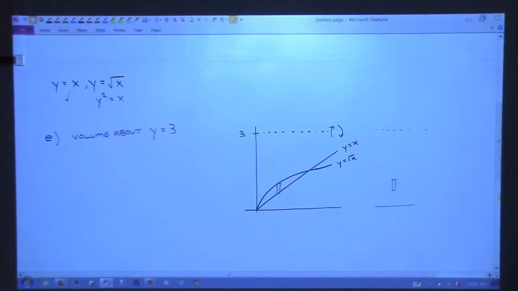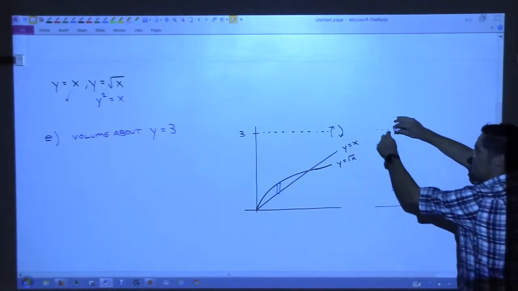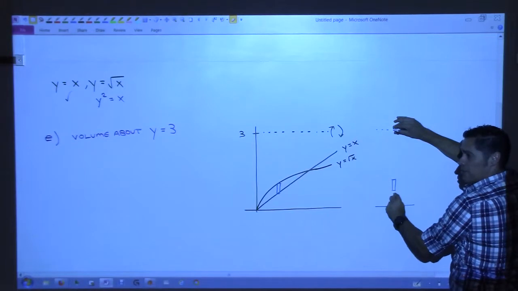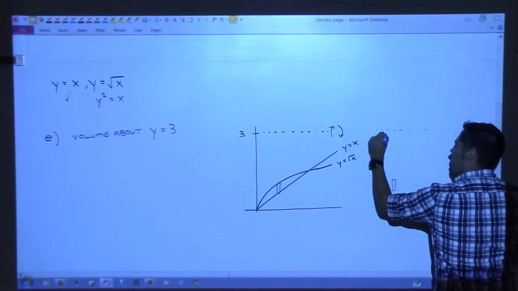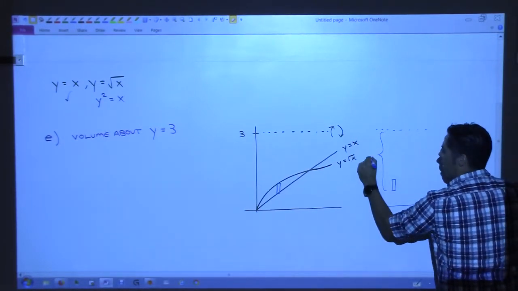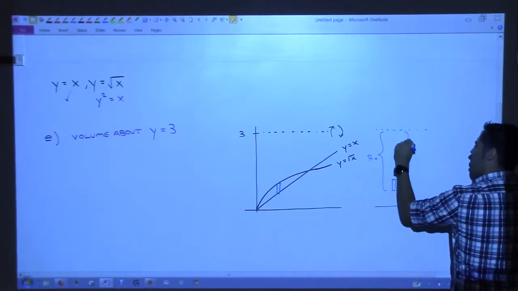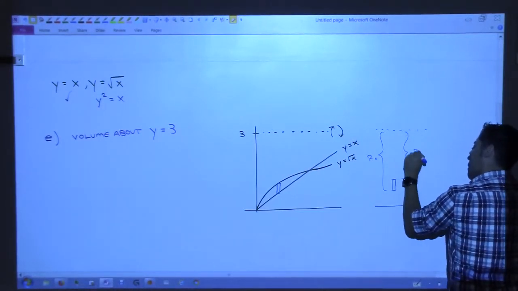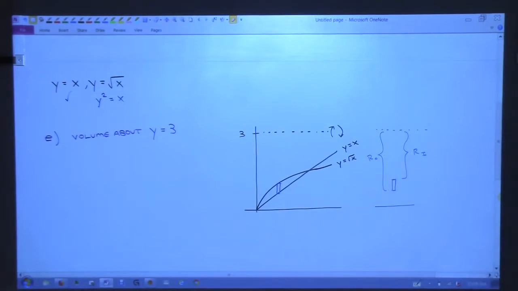I need to figure out what my outer radius is, right? That's the distance from the axis of rotation out to the outer edge, right there. So this is my R out, and then my R in is this one. Okay, tell me about this R out.